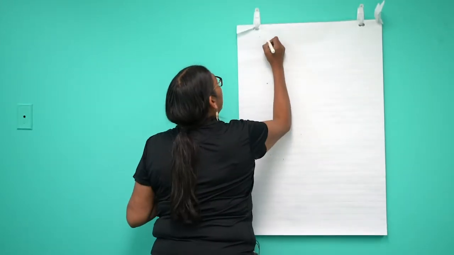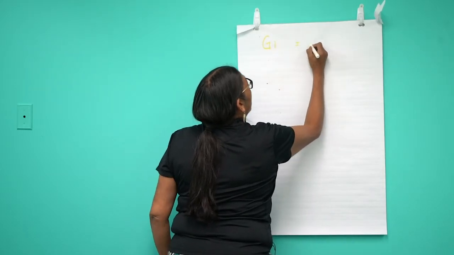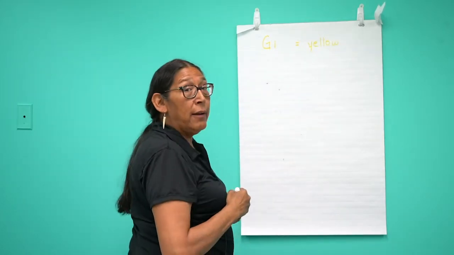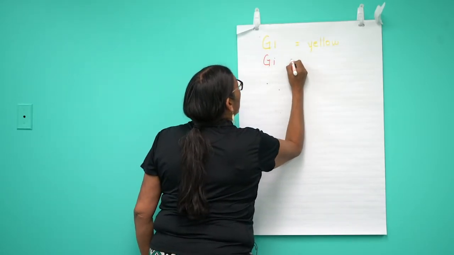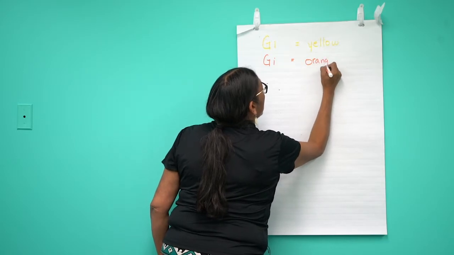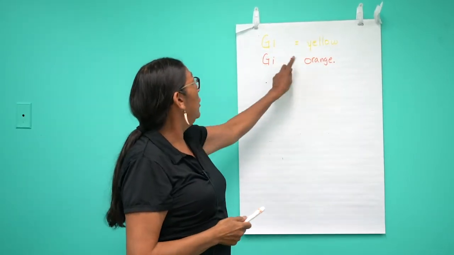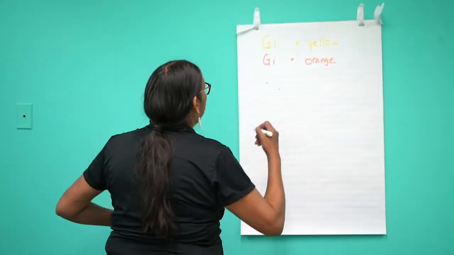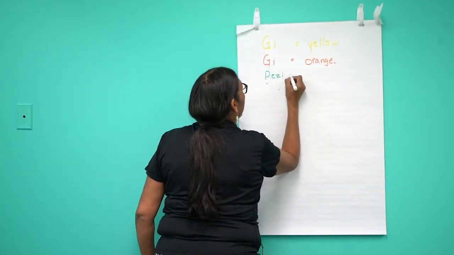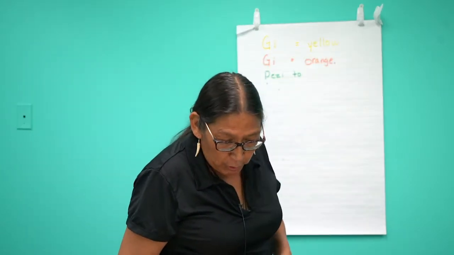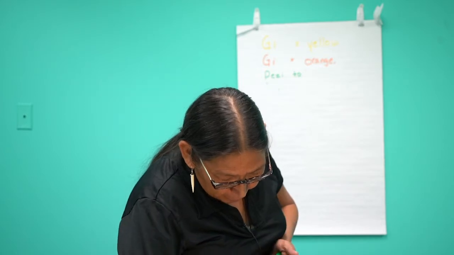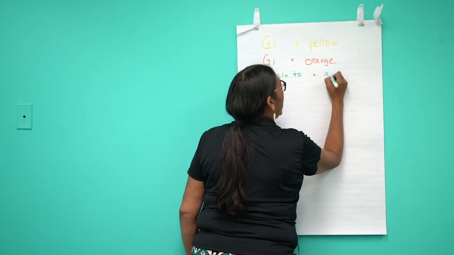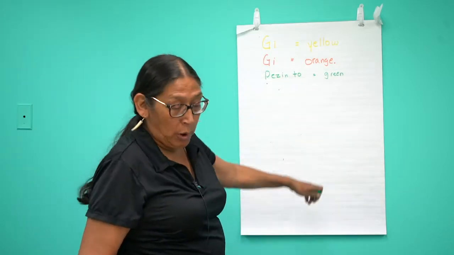We have ri. And as you can see, this is yellow. Now, we also have ri, which also means orange. Ri, yellow. Ri, orange. Now, this one has pejito. Some people say pejinto, but you can say it whatever you want, and that is green. Pejinto or pejito.